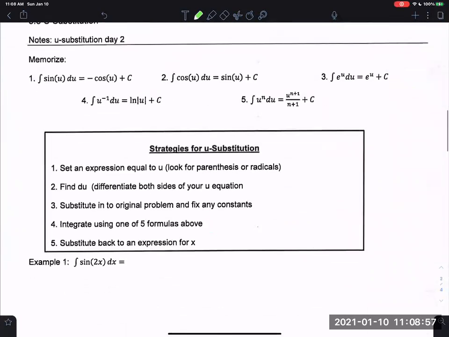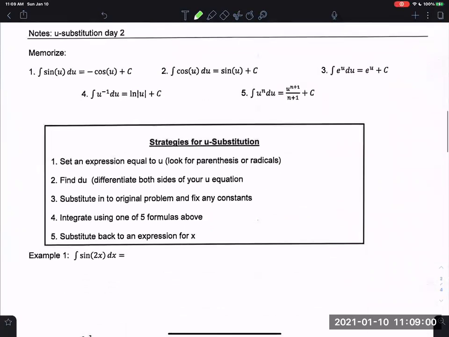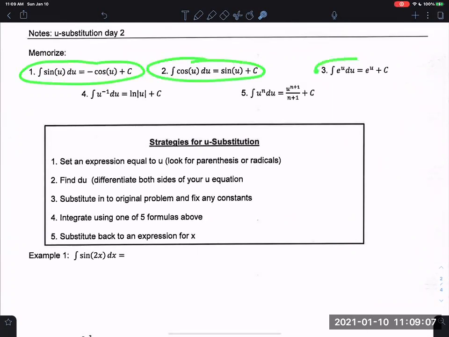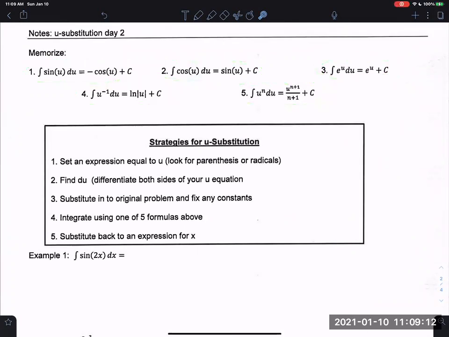So on this next page, we have lots of practice we can do together. This at the top, very important, some quick refreshers on some of our special integrals that we've already been working with. So just reminders, definitely memorize those. And then here are the steps that we just went through. Okay. Set an expression equal to u, look for parentheses or radicals. And I was calling them inside functions, right? That's what I like to call them, inside functions.